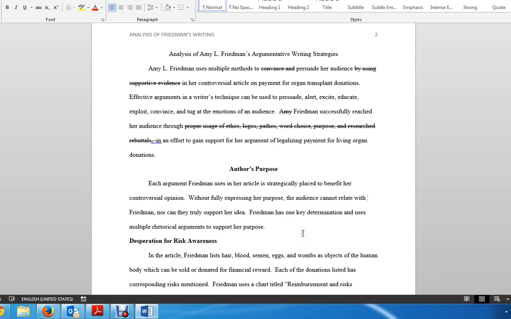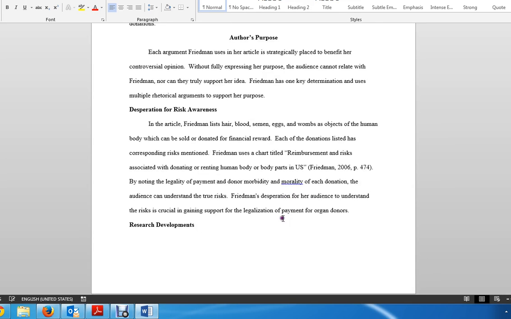"Friedman has one key determination and uses multiple rhetorical arguments to support her purpose." Again, I'm not sure what you mean by one key determination, because you don't tell me what that is, and it's repetitive. You need to work on concise writing. In the APA tab, there's a section that talks about concise writing. If you haven't already looked at that, please do. If you have, then please review it, because concise writing is something you need to work on.